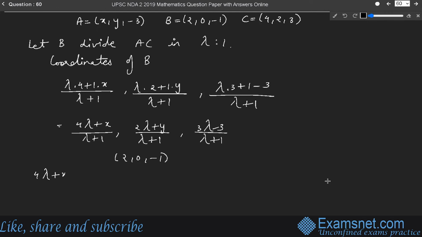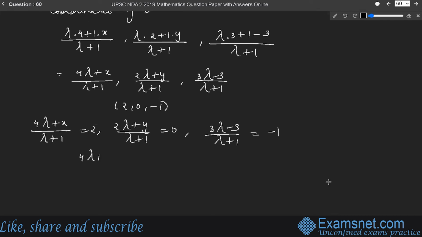So 4 lambda plus x divided by lambda plus 1 is equal to 2. 2 lambda plus y divided by lambda plus 1 will be equal to 0. And 3 lambda minus 3 divided by lambda plus 1 will be equal to minus 1. Hence, we can say that 4 lambda plus x is equal to 2 lambda plus 2. So 2 lambda plus y is equal to 0. Also, 3 lambda minus 3 is equal to minus of lambda minus 1. So 4 lambda will be equal to 3 minus 1, which is 2.